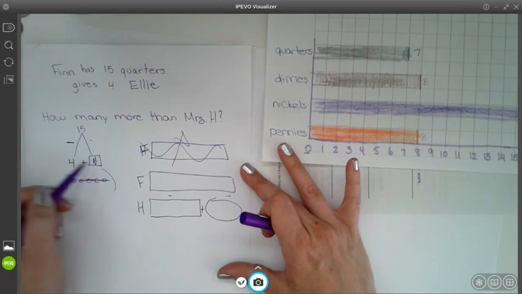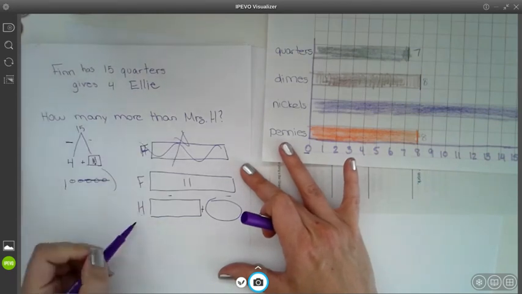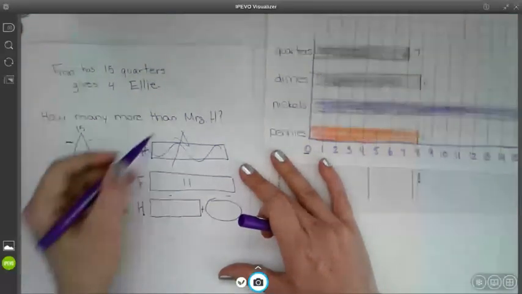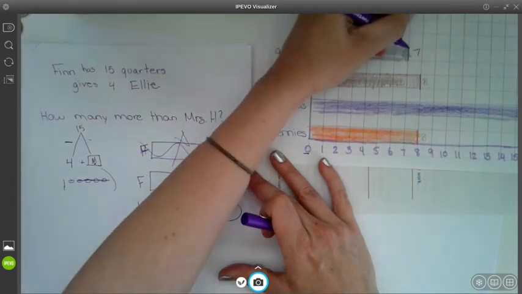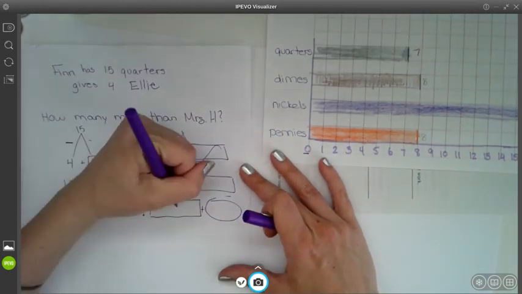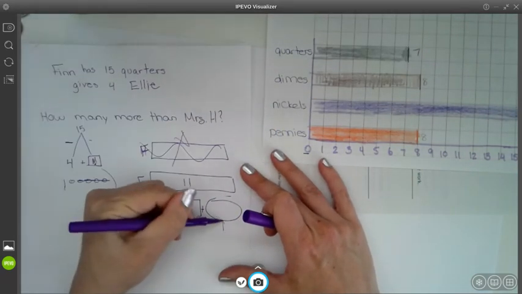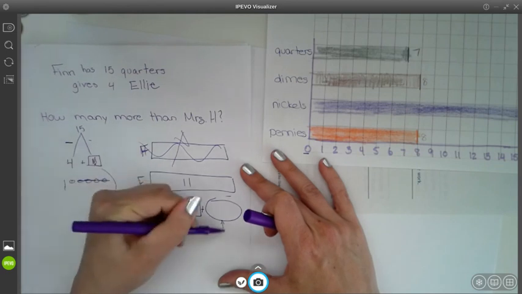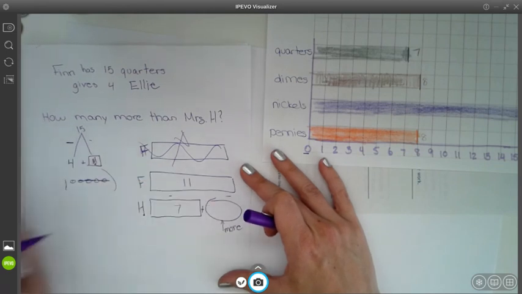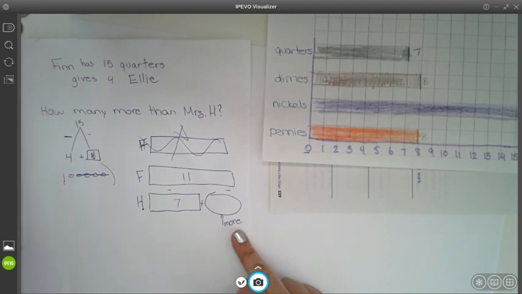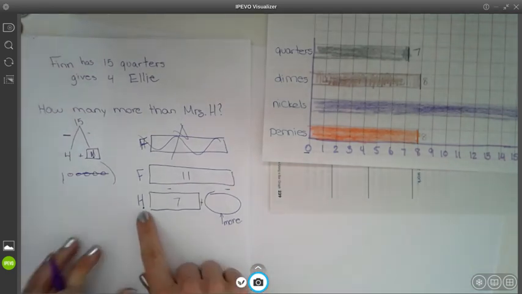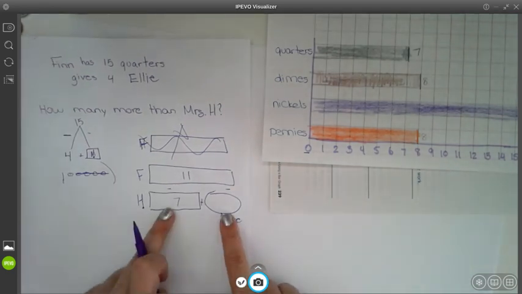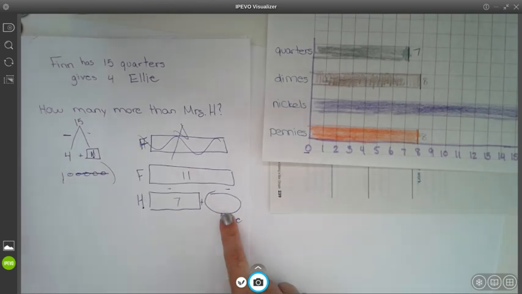How many does Finn have? 11. How many does Miss Hampton have? Well, we have to come over to our chart, our data graph, and we see that Miss Hampton has 7. And then if we solve this problem, that is going to tell us how many more Finn has than Mrs. Hampton. And another way to say it is how many fewer Miss Hampton has than Finn.